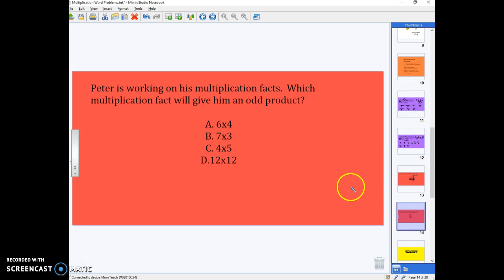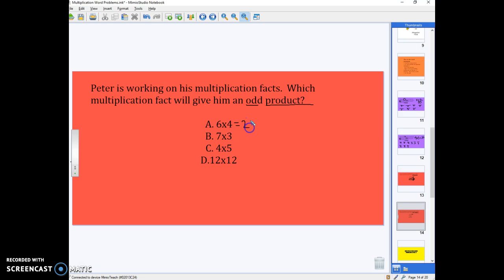Peter is working on his multiplication facts. Which multiplication fact will give him an odd product? Odd product. Product just means the answer to a multiplication problem. So let's take a look at all these problems and figure out the answer.